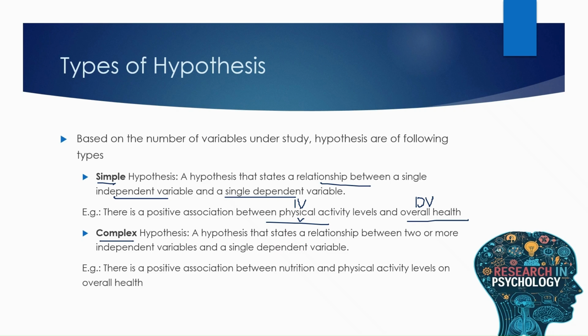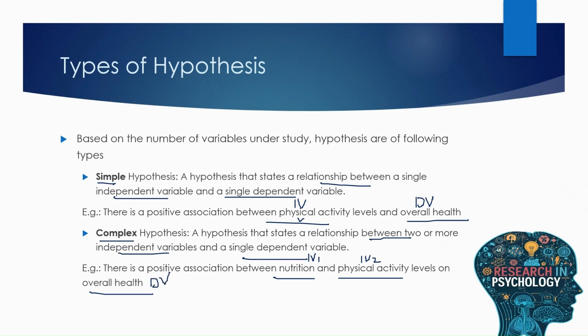It's a hypothesis that states that a relationship exists between two or more independent variables and a single dependent variable. All right. So example, there is a positive association between nutrition and physical activity levels on overall health. Here I have two independent variables, nutrition and physical activity levels, and one dependent variable, that is overall health.